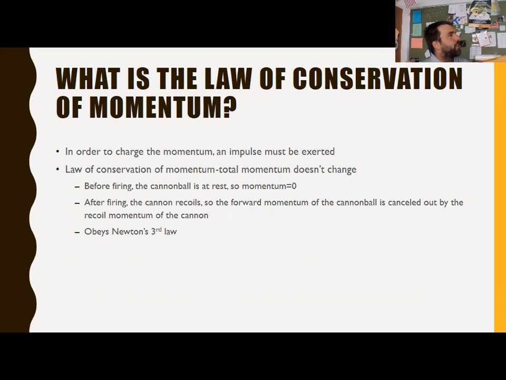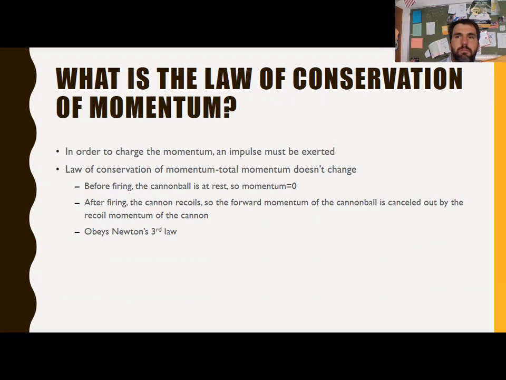All right, last thing to talk about today is the law of conservation of momentum. It tells you that total momentum doesn't change. The law of conservation of anything tells you it doesn't change: law of conservation of energy, law of conservation of mass, law of conservation of momentum. If you want to change momentum, an impulse must be exerted. This kind of obeys Newton's third law. So the dashes are an example of the law of conservation of momentum.